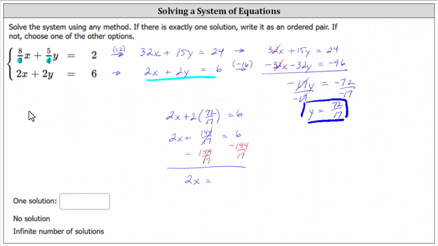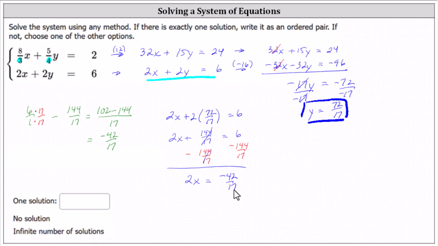Let's write the difference as 6 divided by 1 minus 144 divided by 17. The least common denominator is 17. We need to multiply 6 by 17/17. Notice now we have a common denominator of 17. 6 times 17 is 102, and therefore the numerator is 102 minus 144, which simplifies to negative 42 divided by 17, giving us the equation 2x equals negative 42 divided by 17.